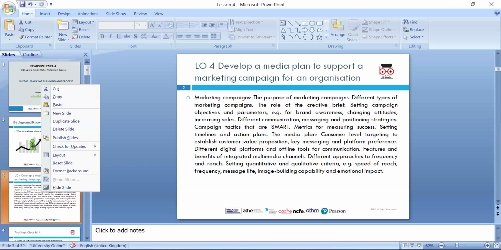Okay, so today's lesson is about LO4, learning outcome 4. As you know me, my name is Anjum, and if you have any question, drop me an email. LO4 is to develop a media plan to support a marketing campaign for an organization. We'll go through the marketing campaigns, the purpose of a marketing campaign, why we do promotion, and we set the SMART objective, and we look at different metrics around the benchmark, and we look at the digital platforms.